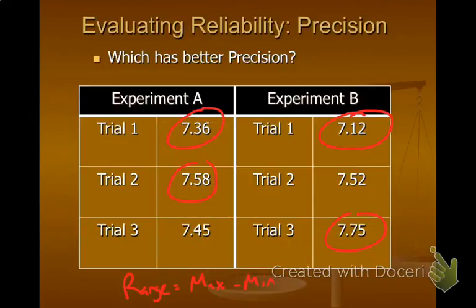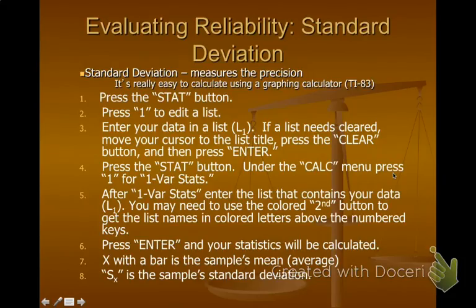So if all of your data is close, but one number's high and one number's low, that's going to give you a big range, even though most of your data is very close together. So we need to come up with a better way of measuring this, and to do that, if you take a look at the next slide, we've got instructions on how to do standard deviation.